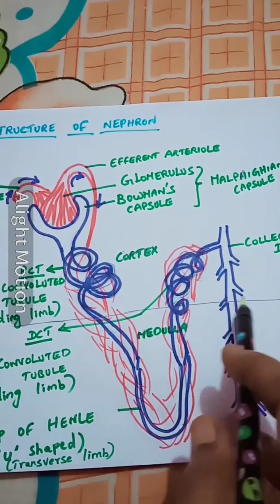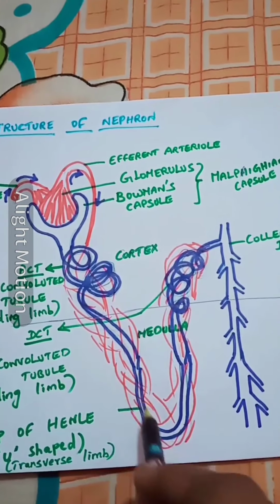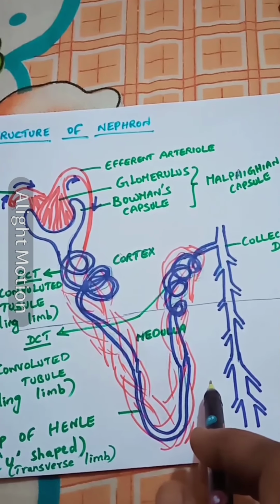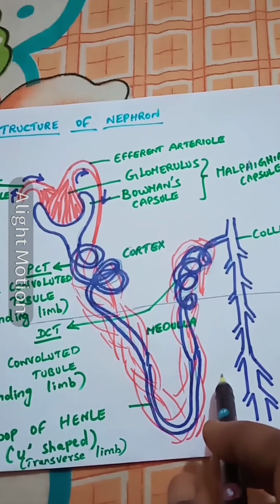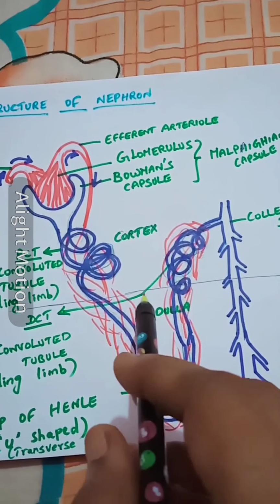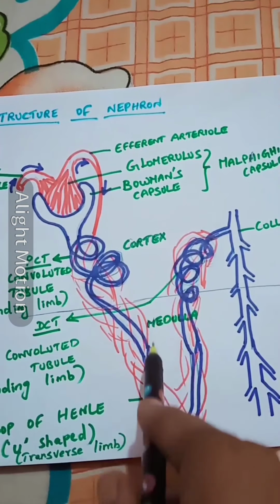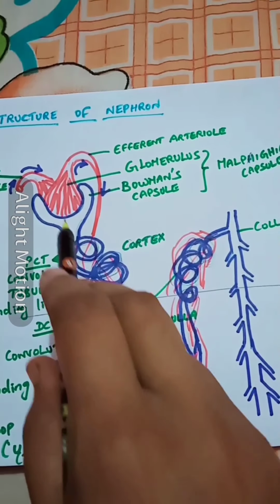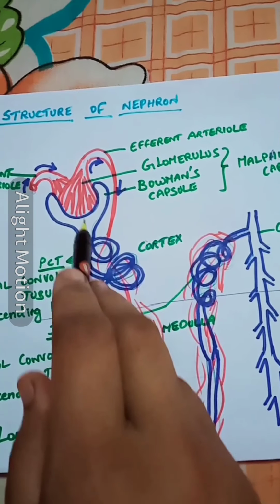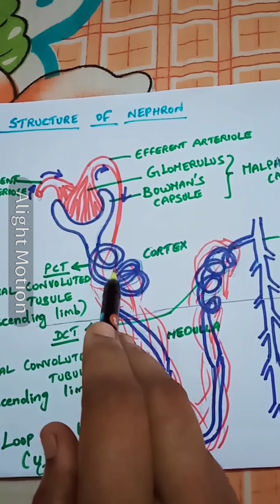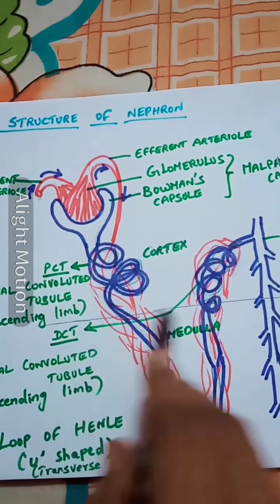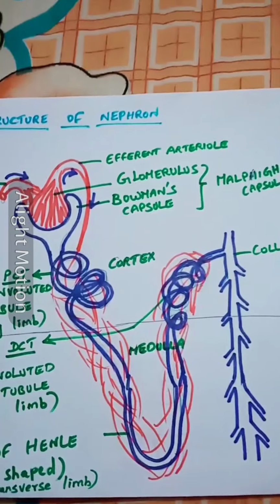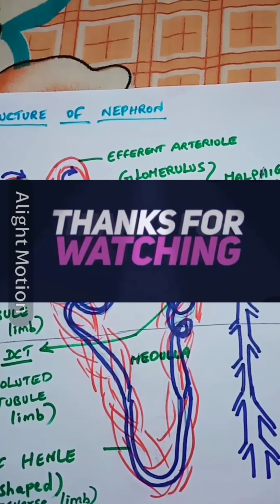Up to this portion, the Henle's loop as well as the collecting duct, is embedded in the medulla of the kidney. In the last part 1 video, I already explained what the medulla and the cortex are. So the Henle's loop and the collecting duct are embedded in the medulla of the kidney, and the remaining parts like the glomerulus, Bowman's capsule, and the distal and proximal convoluted tubules are located in the cortex, the outer region of the kidney. If you have any doubt, you can clarify it in the comment box.